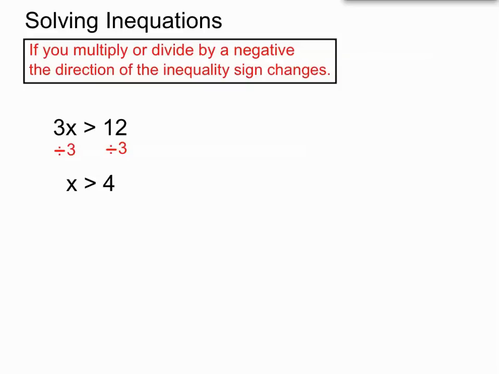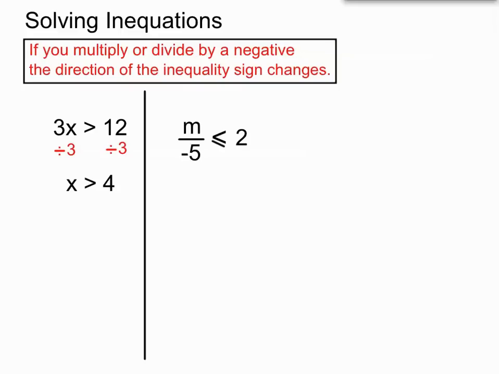Now, the direction of the inequality sign, this greater than sign, stayed the same here. Why? Because at no stage did we multiply or divide by a negative number. We divided by a number, but it was divided by positive 3. So the sign stays the same direction in that case.